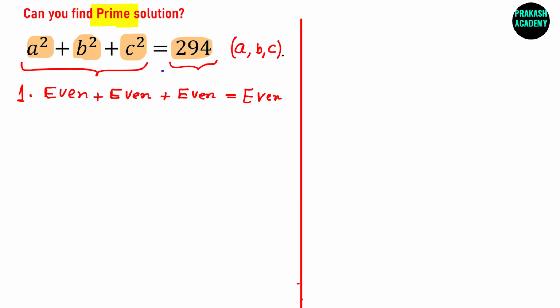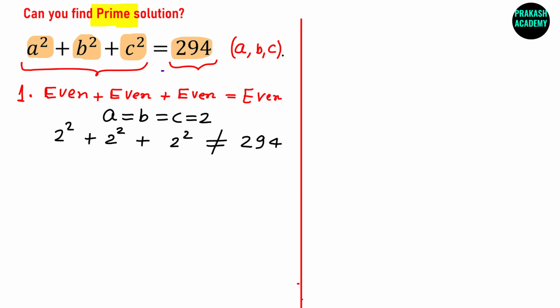So let us consider a equals b equals c equals 2, because in this case only one solution is possible if all are even. So this is 2 square plus 2 square plus 2 square, which is not equal to 294. This means in this case no solution.